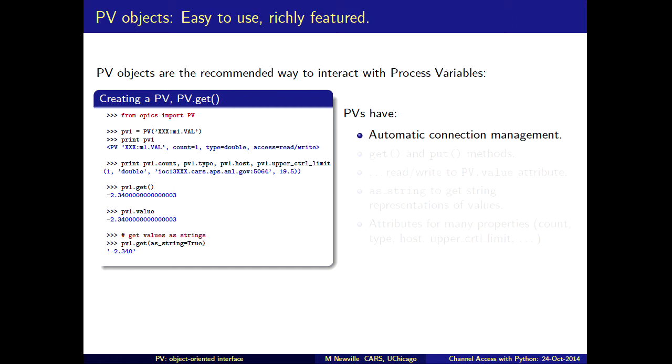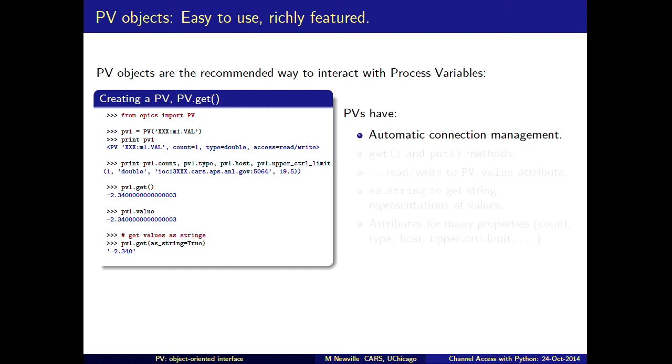OK. So PV objects are the recommended way to interact with a process variable. And the main reason for that is that they have automatic connection management, and they automatically monitor the values. So they set up internally an event callback so that when you get a value, it's already received the latest value. So they're not quite lightweight objects. They have a lot of information in them, but they're definitely the convenient way to really interact with process variables.